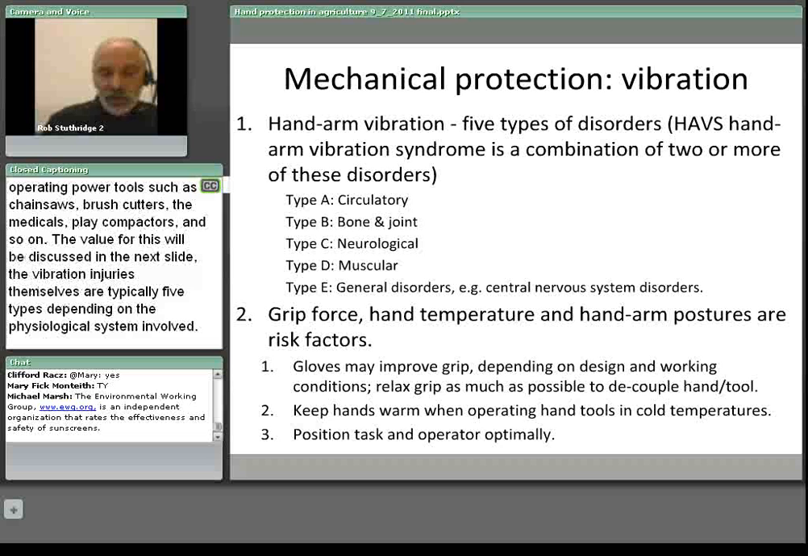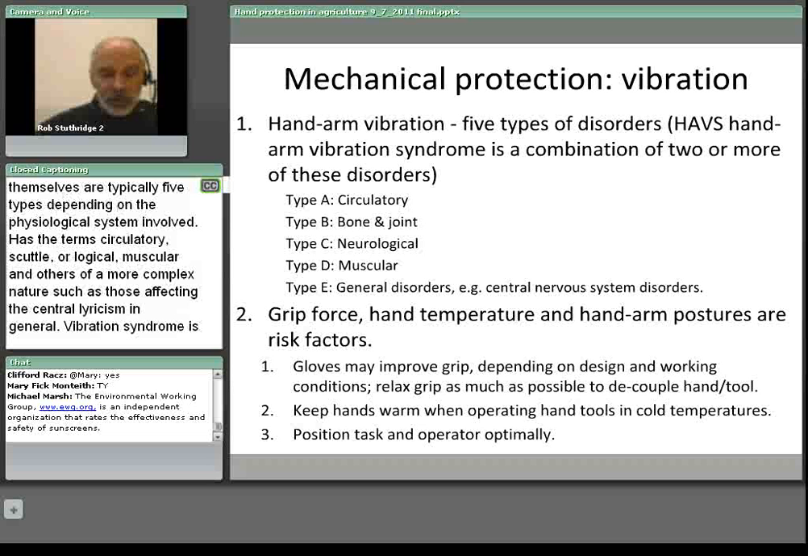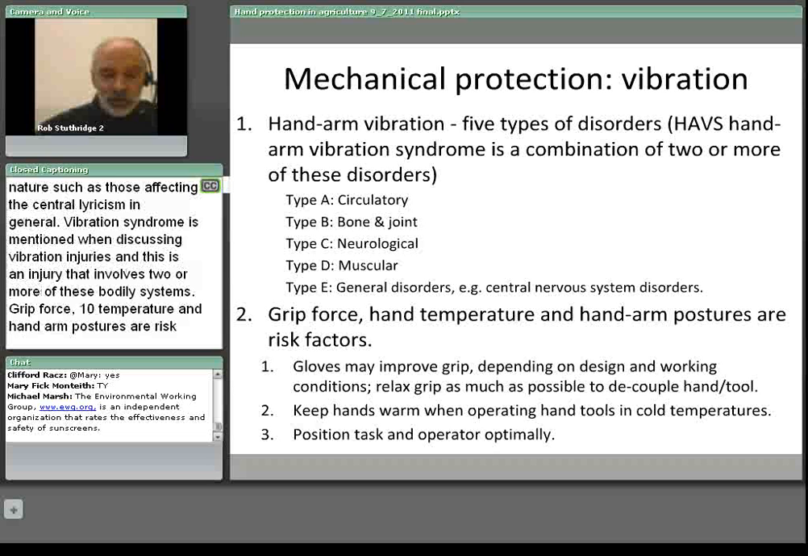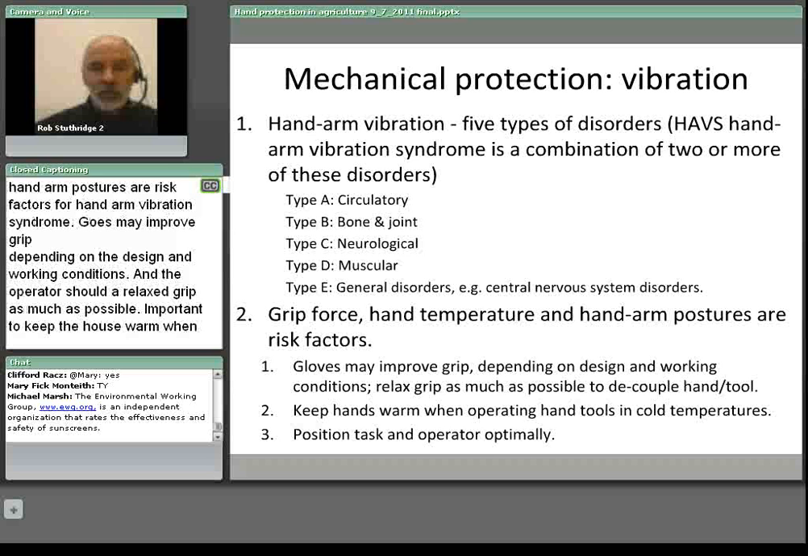Hand-arm vibration syndrome is commonly mentioned when discussing vibration injuries, and this is an injury that involves 2 or more of these bodily systems. Grip force, hand temperature, and hand-arm postures are risk factors for hand-arm vibration syndrome. Gloves may improve grip depending on the design and working conditions, and the operator should adopt a relaxed grip as much as possible. It's important to keep the hands warm when operating hand tools in cold temperatures, and to position the task optimally for the operator, or the operator optimally for the task.